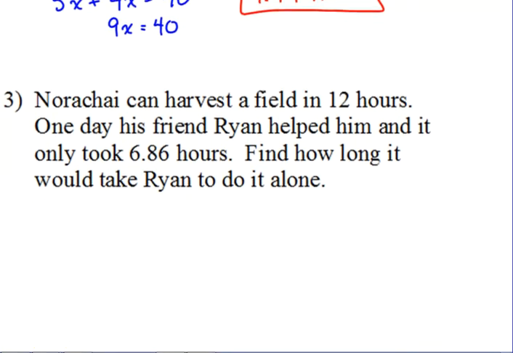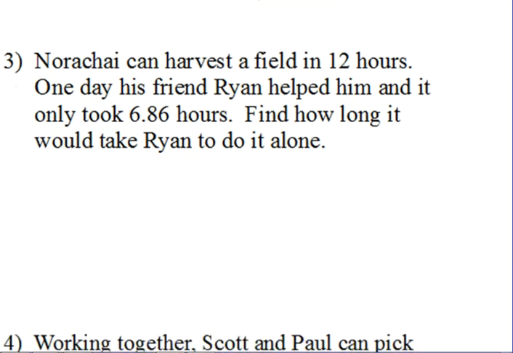Okay, number 3. Norachai, I guess is that name there, can harvest the field in 12 hours. One day his friend Ryan helped him and it only took 6.86 hours. Find out how long it would take Ryan to do it alone. So this one, same idea, but it manipulates it just a little bit. We don't know how long it takes Ryan. So we've got 1 over 12 plus 1 over x is equal to 1 over 6.86.